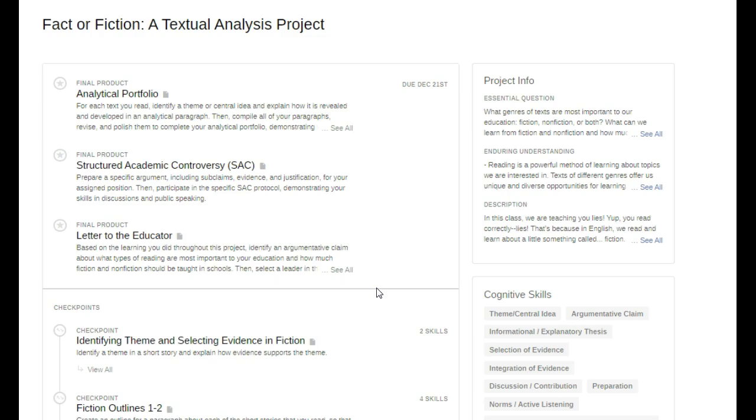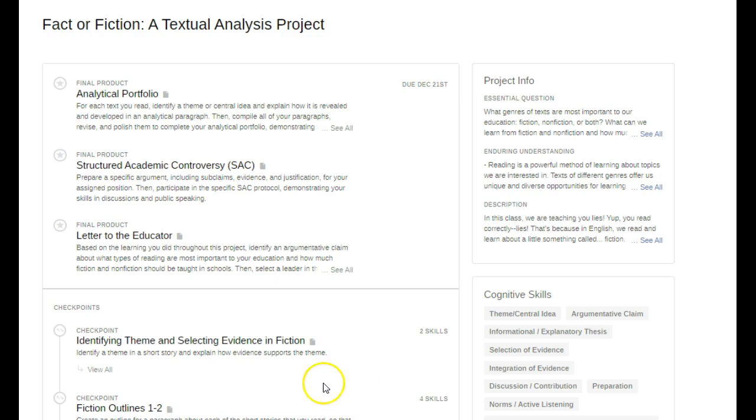So you'll be creating at the end of this a letter to the educator. We're not going to do the academic controversy. We really are very limited when it comes to doing Socratic seminars, but this is what our end project is going to be, a letter to the educator based on the learning that you did through this project. What would you recommend or not recommend that learners study in ninth grade?